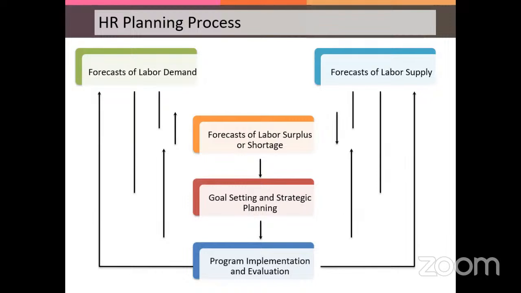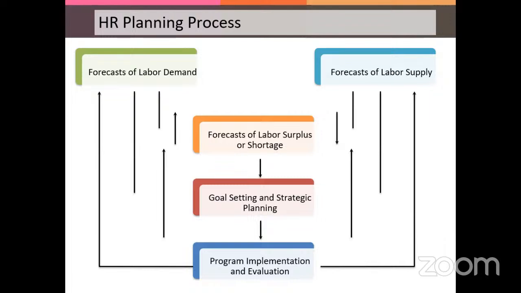Now, this forecast of labor demand and forecast of labor supply is going to be a function of forecast of labor surplus or shortage within the organization that is tilted towards goal setting and strategic planning of the organization and tilting towards program implementation and evaluation. So organizations do analysis of manpower and then they find out if they have surplus or they have shortage. If they have surplus, then they may want to rotate, they may want to retrench, or engage in other standard hiring practices that will leave the people satisfied.